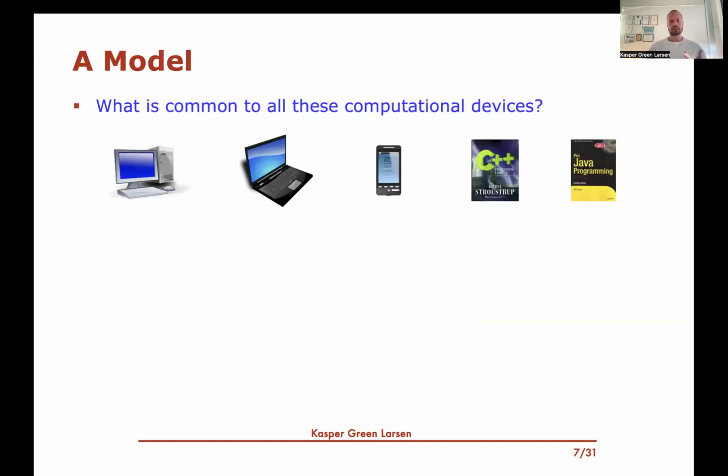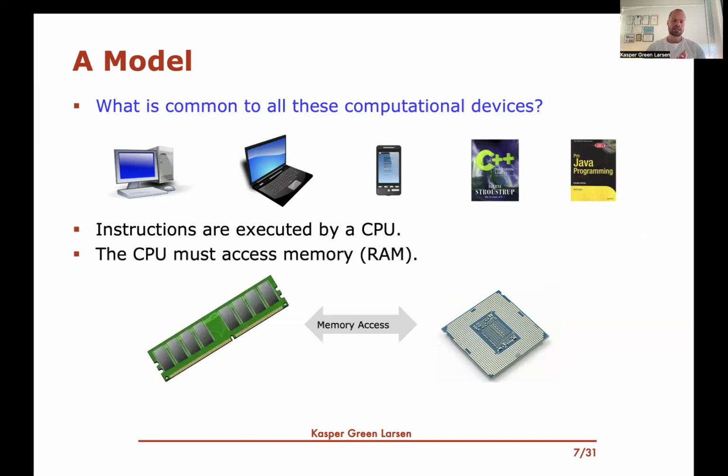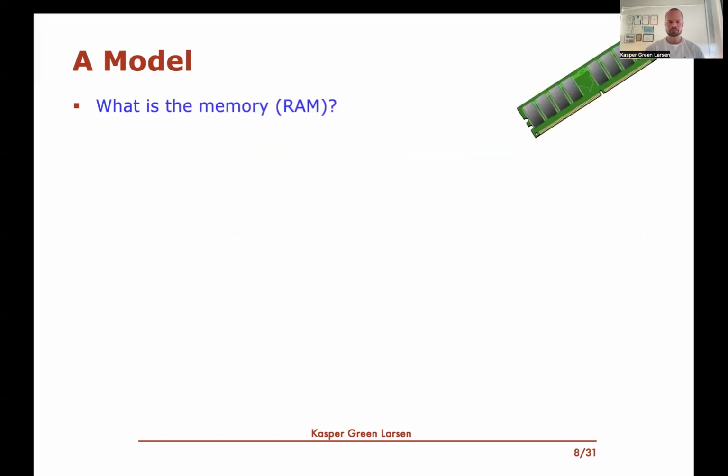So you should ask yourself, what is common to all these computational devices and programming languages? One thing in common is that when you're running your data structure, the instructions will be executed by a CPU. And when the CPU is performing instructions, it has to access the memory, which is your RAM, cache and so on. So there are memory accesses happening where the CPU is retrieving data that is stored in the RAM.